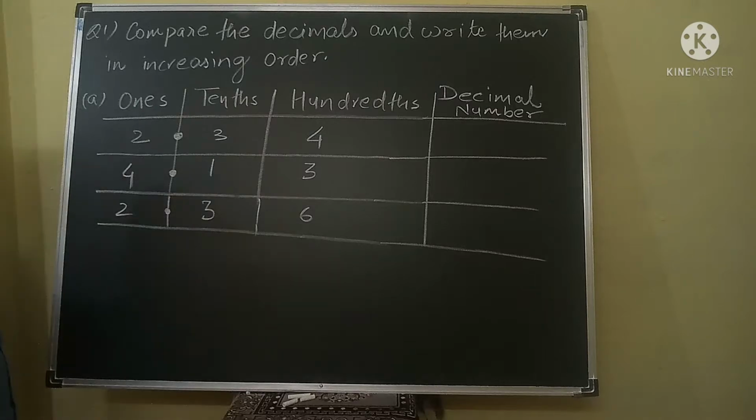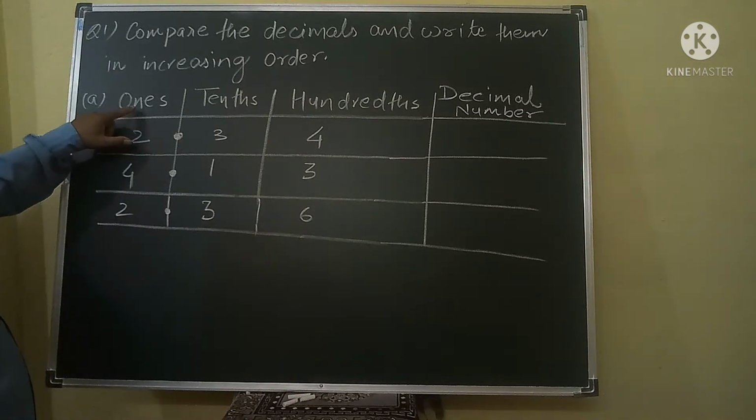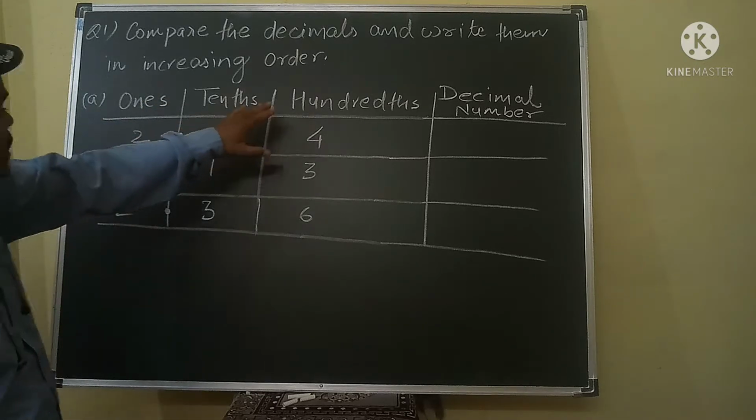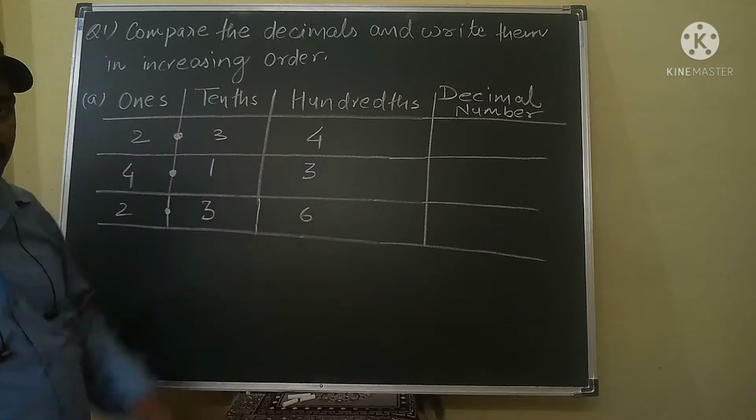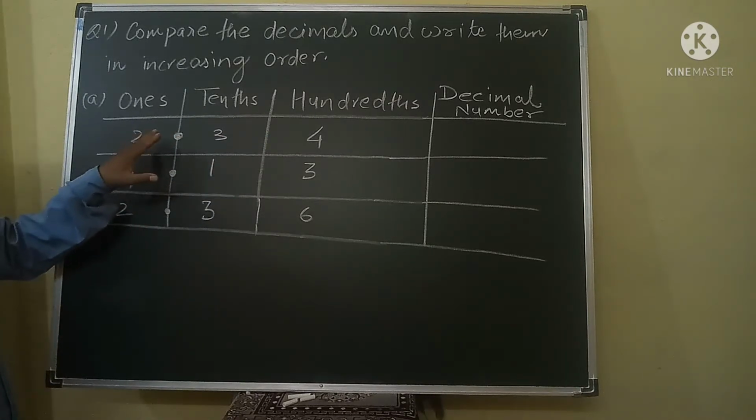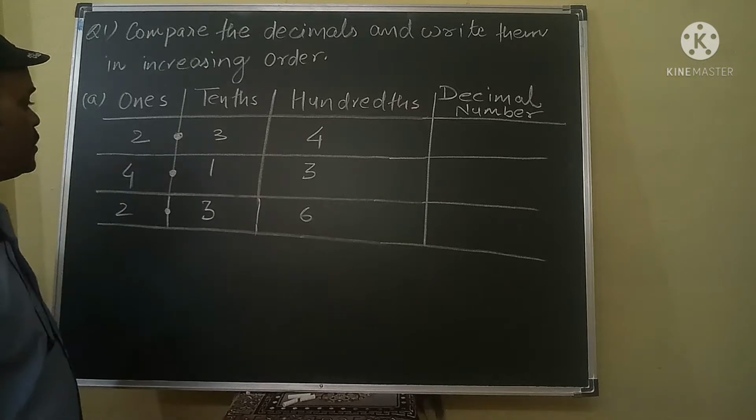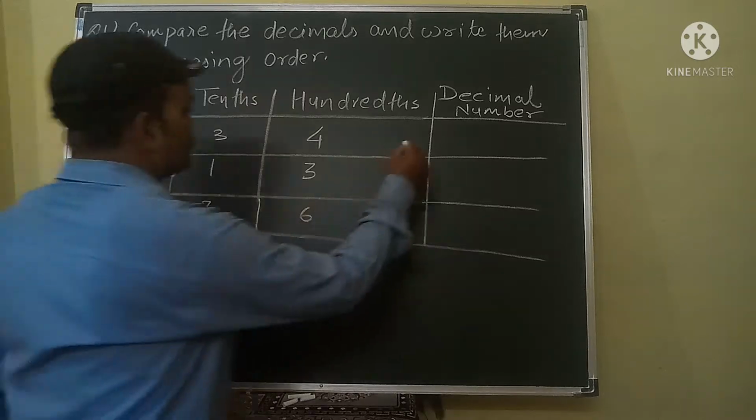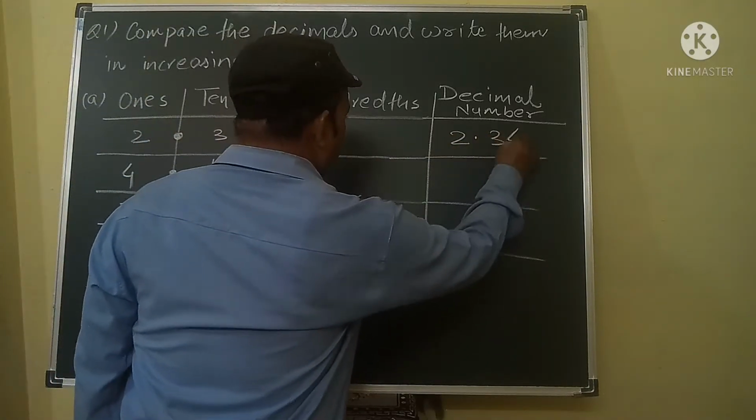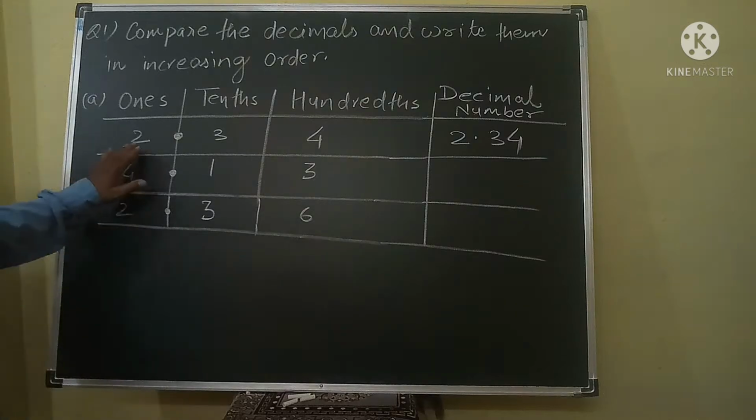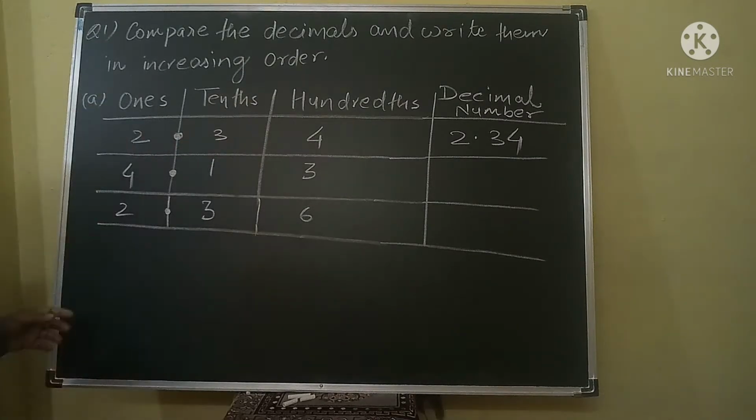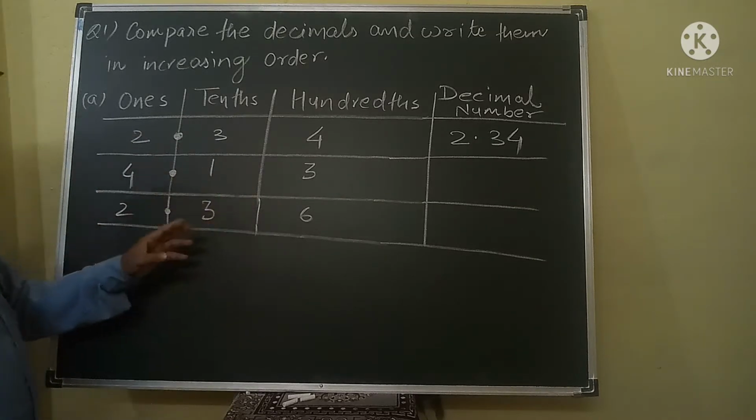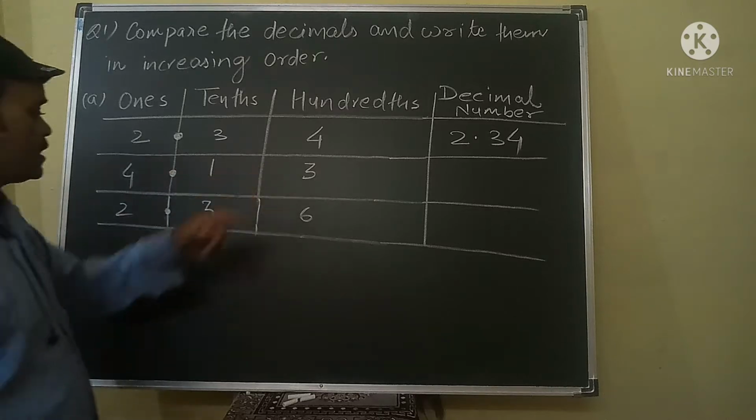Now look here. As you are looking, in the ones place this is 2, the tenths place is 3, and the hundredths place is 4, and this is the decimal point. So the decimal number for this row is 2.34. Okay, 2.34. Now in the second row, this number is 4.13.